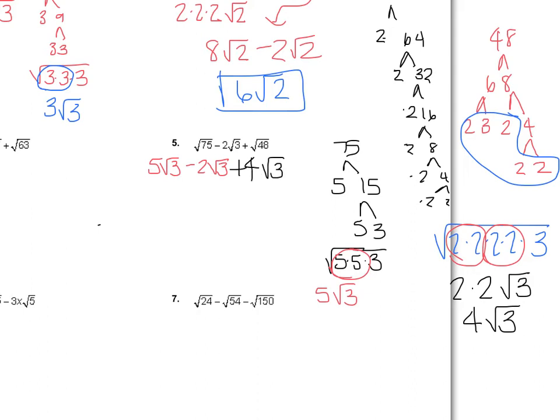And then I have to look to see if I can combine these. Well, these all just have square root of 3, so I can. So I just have to do 5 minus 2, which is 3, plus 4 is 7 square root of 3.